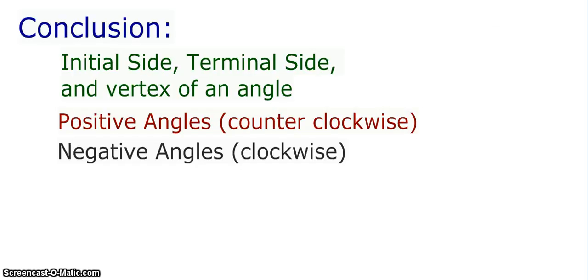Okay, so this just sums it up. We want to make sure we understand the vocabulary of initial side, terminal side, vertex of an angle, what it means for an angle to be in standard position, and then what it means for angles to be positive versus negative, and that just has to do with the rotation.